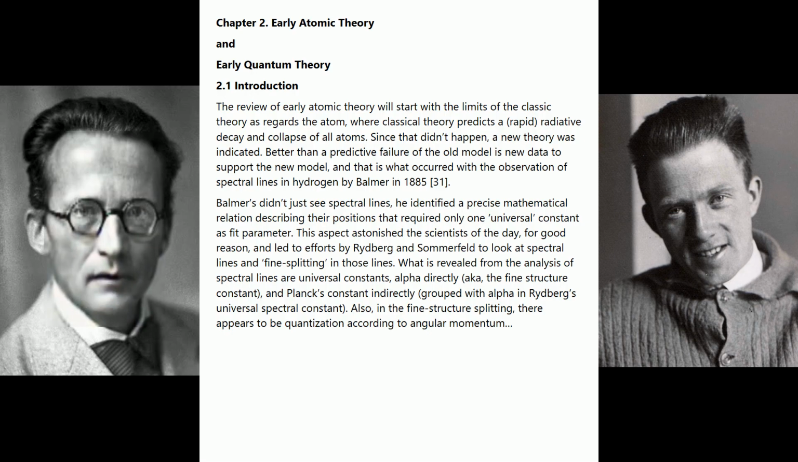Better than a predictive failure of the old model is new data to support the new model, and that is what occurred with the observation of spectral lines in hydrogen by Balmer in 1885. Balmer didn't just see spectral lines. He identified a precise mathematical relation describing their positions that required only one universal constant as a fit parameter. This aspect astonished the scientists of the day, for good reason, and led to efforts by Rydberg and Sommerfeld to look at spectral lines and fine splitting in those lines.